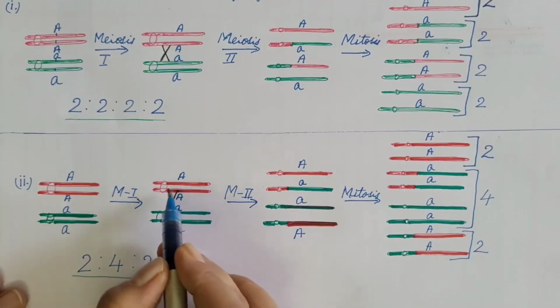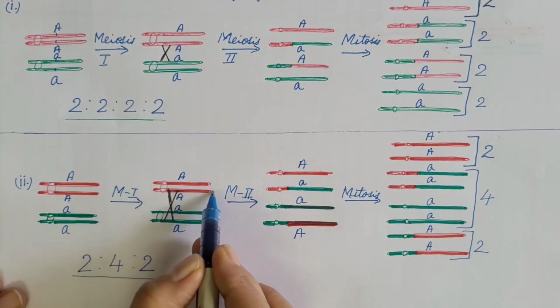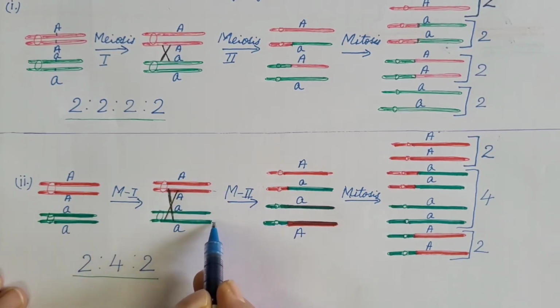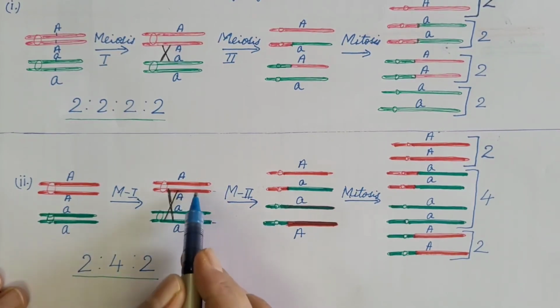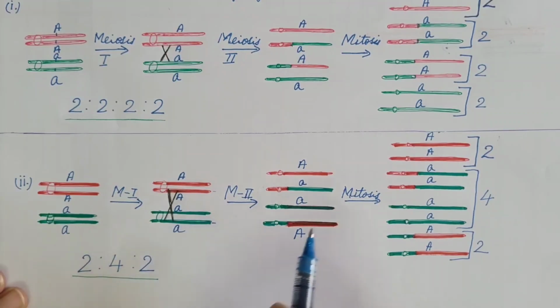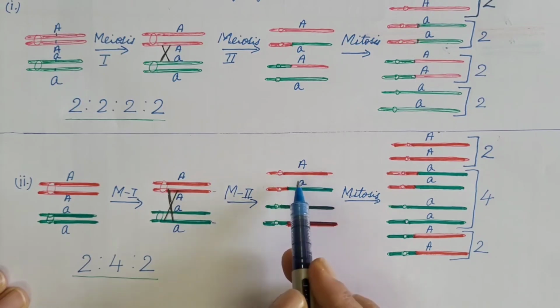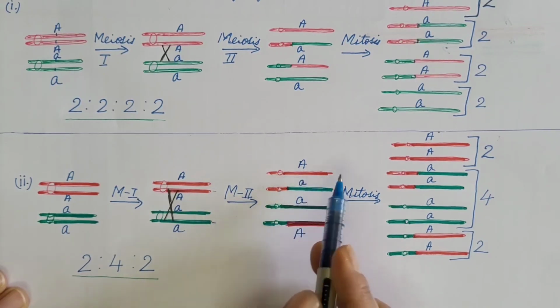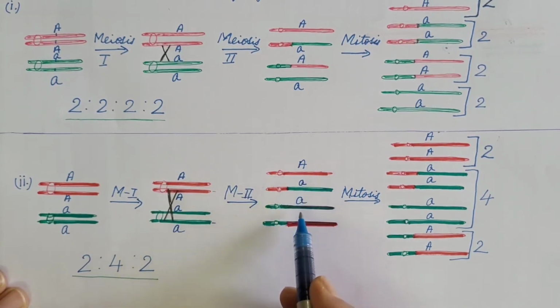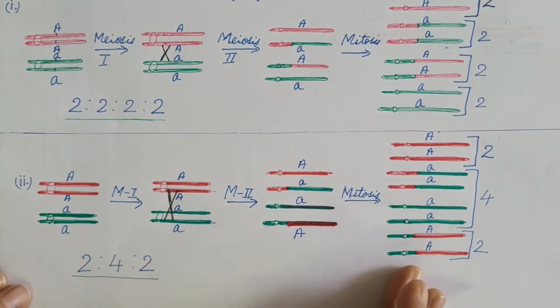Now the second possibility, crossing over is taking place between this chromatid and this chromatid. So exchange of parts takes place between these two chromatids. And after meiosis 2, these segregate and we get capital A, which is non-crossover type, small a, which is crossover type, small a, non-crossover type, and again capital A, which is crossover type.